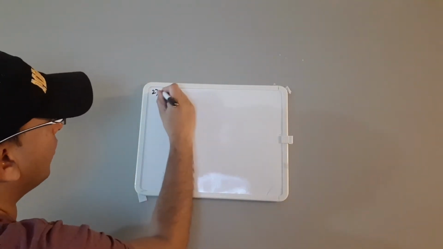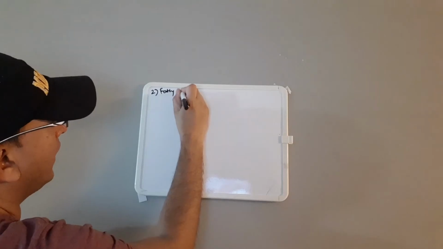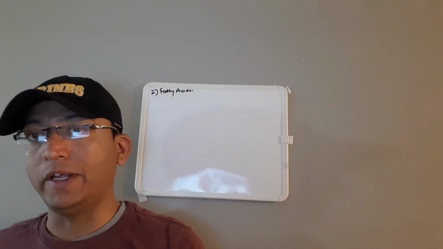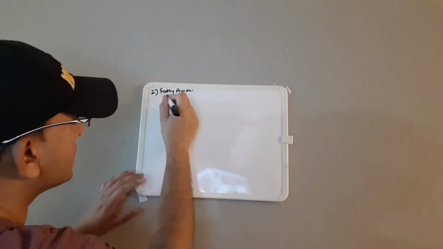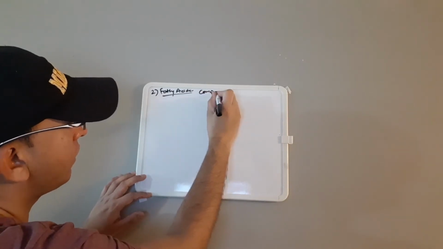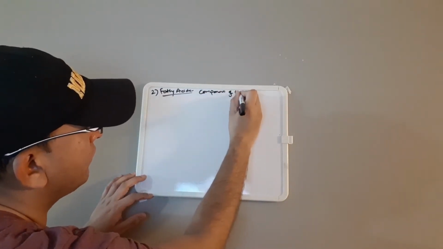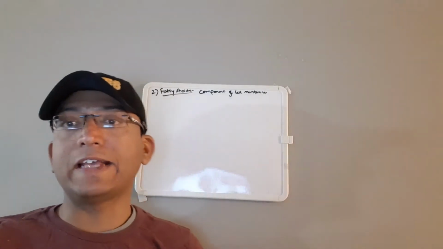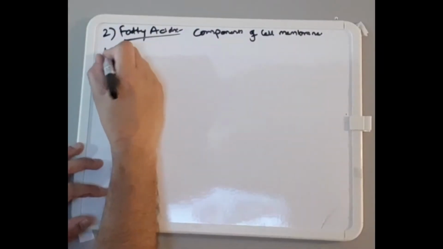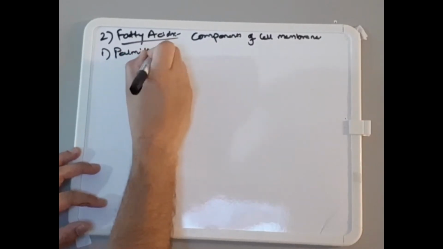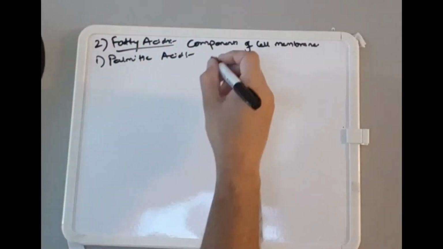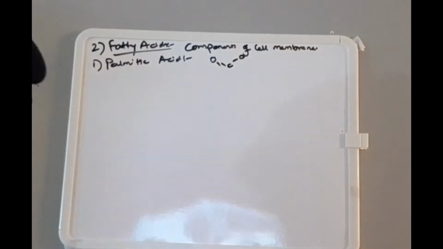Now we'll study fatty acids, the second major family of organic molecules. The fatty acids are components of the cell membrane. So fatty acid molecules such as palmitic acid, let's take an example of palmitic acid. I will not draw the long chain, just the short chain to explain.